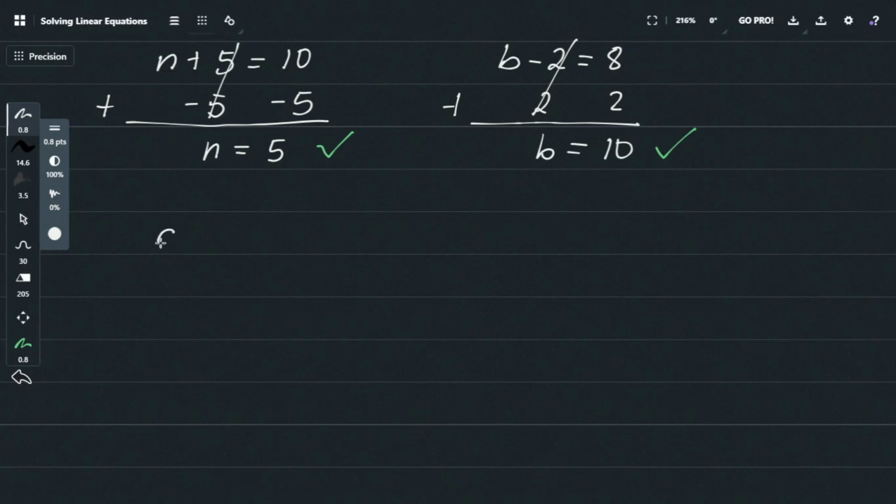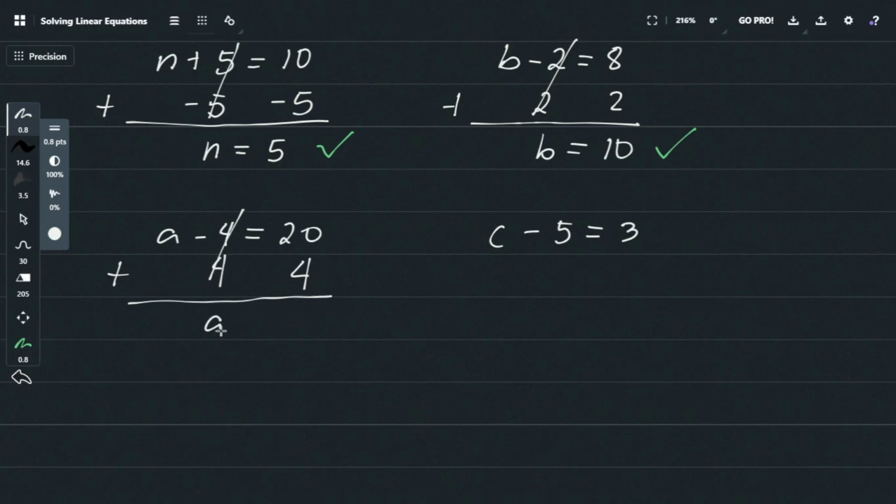We have a minus 4 is equal to 20, and also c minus 5 is equal to 3. First we need to find the additive inverse of negative 4, which is just positive 4. So we're just going to add both sides by 4. Negative 4 plus 4 is just 0, so we can cancel this out. So we have a is equal to 20 plus 4, which is 24. So the correct answer is a is equal to positive 24.